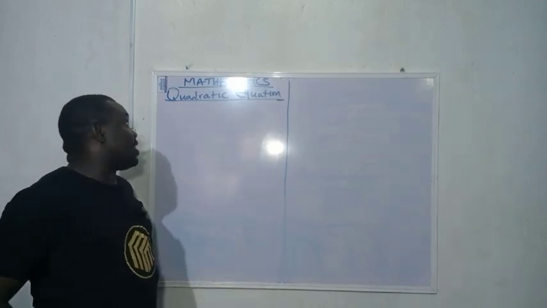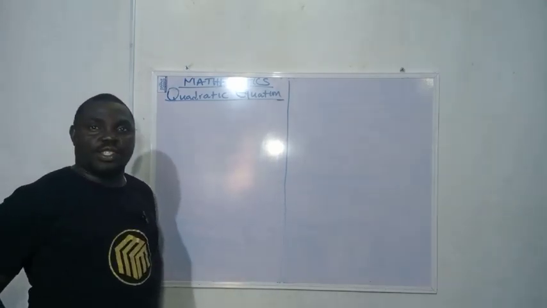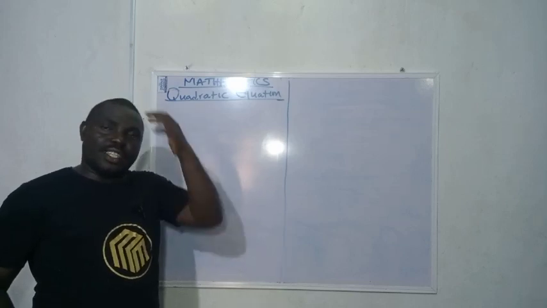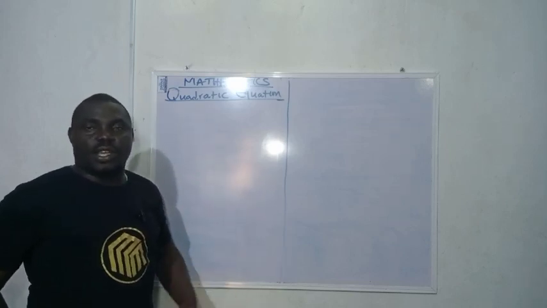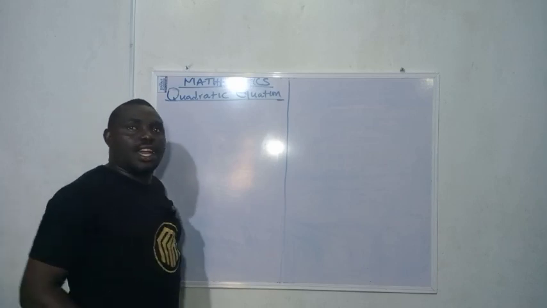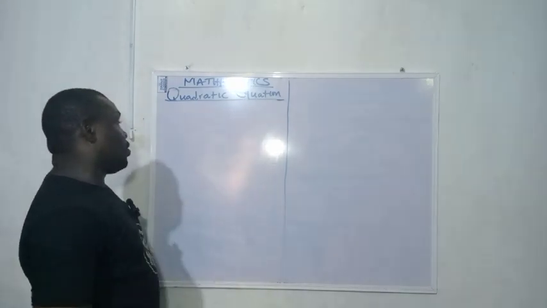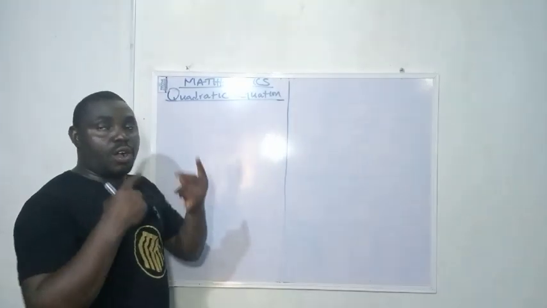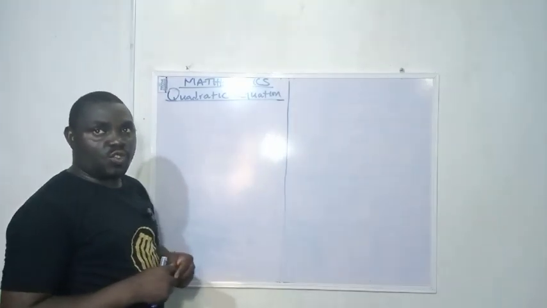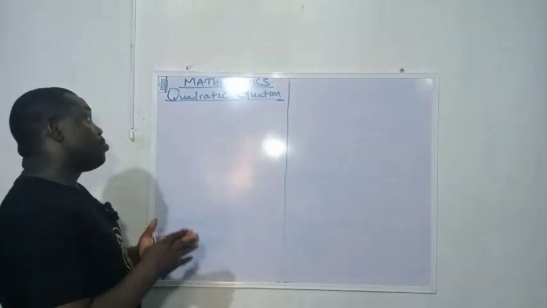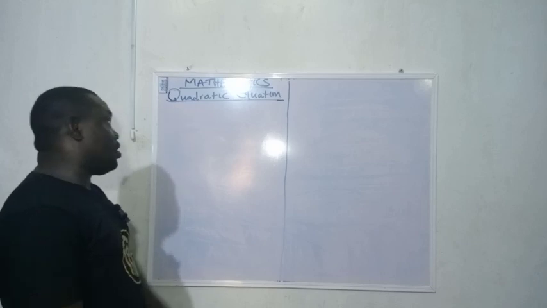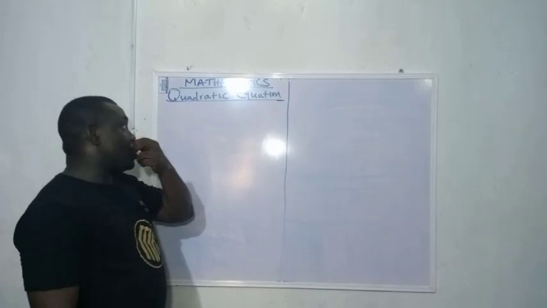Today we are looking at quadratic equation. We've looked at indices, we've looked at integer equation, and now we're looking at quadratic equation. Actually, the word quadratic simply means something raised to the power of 2. The degree is 2. There are different methods of solving quadratic equation.